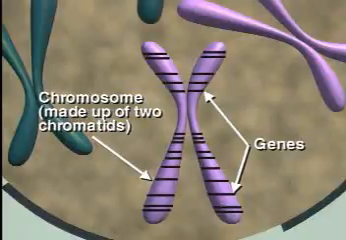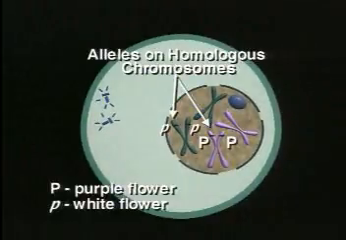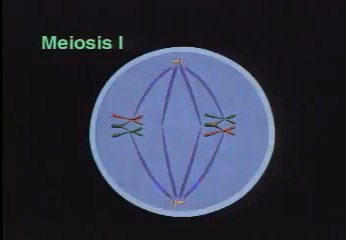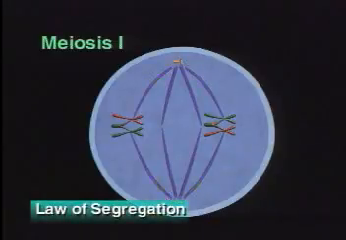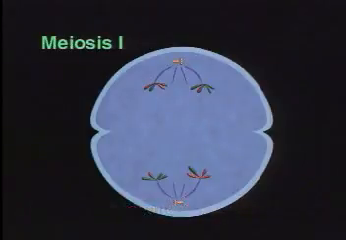We now understand that chromosomes consist of a sequence of genes. Alleles are two or more forms of a gene occupying a specific location on homologous chromosomes. Mendel's first law describes the segregation of alleles. When the chromosomes separate during meiosis I, the alleles are pulled to opposite poles.